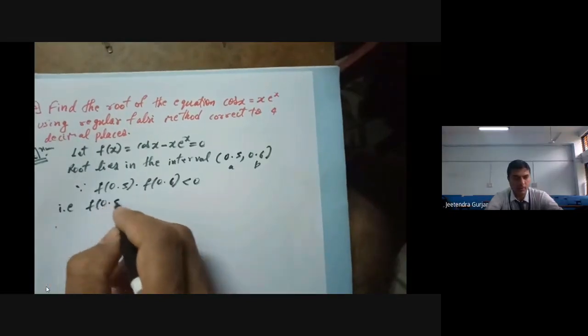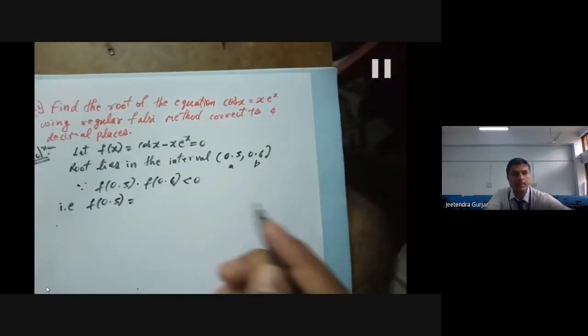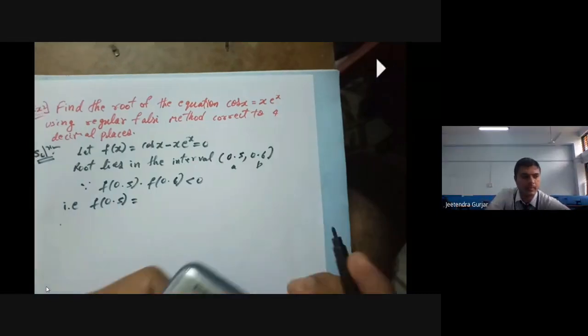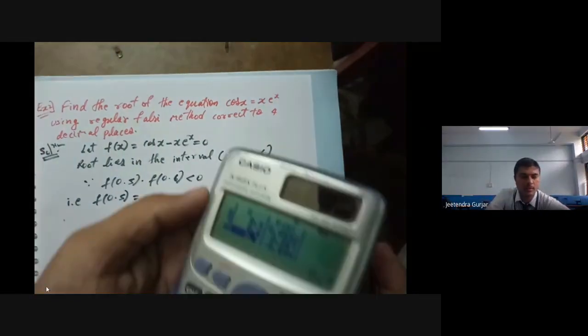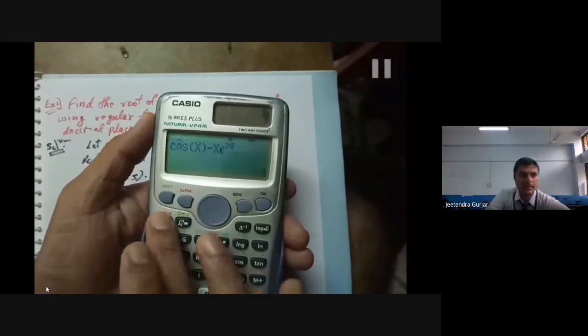So f of 0.5. Can anybody tell me what will be f of 0.5? Use the calculator again as it is. Press off. Mode and 1 I have taken. Then put cos x minus x e raised to x. Remember again, e is raised to x. Then when you type this, go for calculate every time. Yes, I think all of them have got the answer.